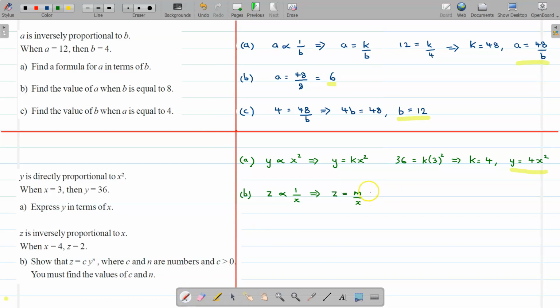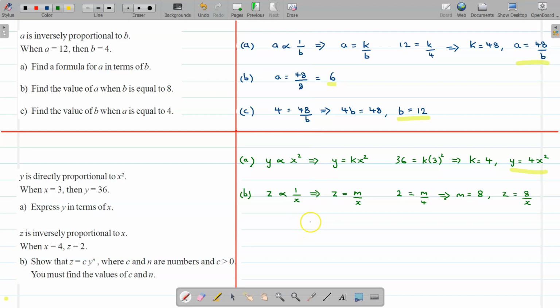And we know that when x is 4, z is 2. So we can say that 2 equals m over 4. And therefore, if you multiply both sides by 4, that means that m equals 8. And therefore, z equals 8 over x. Okay, so that's an expression for z.